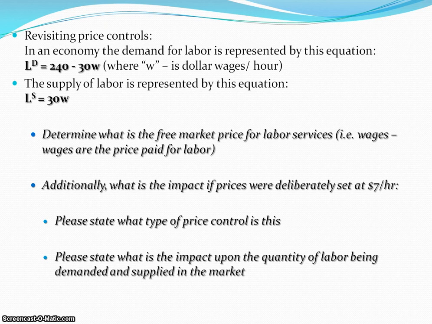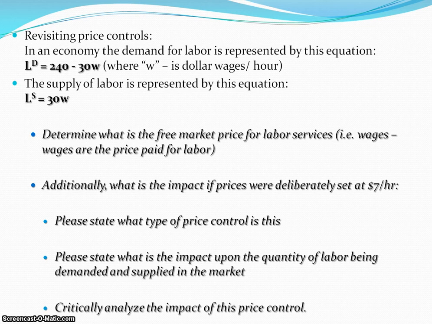So when this $7 per hour is deliberately set, regardless of what the market price was, we need to first figure out what type of price control this was. Then secondly, we need to state the impact upon the quantity of labor being demanded and the amount of labor being supplied in the market. And then we'll be required to critically analyze the impact of this price control.